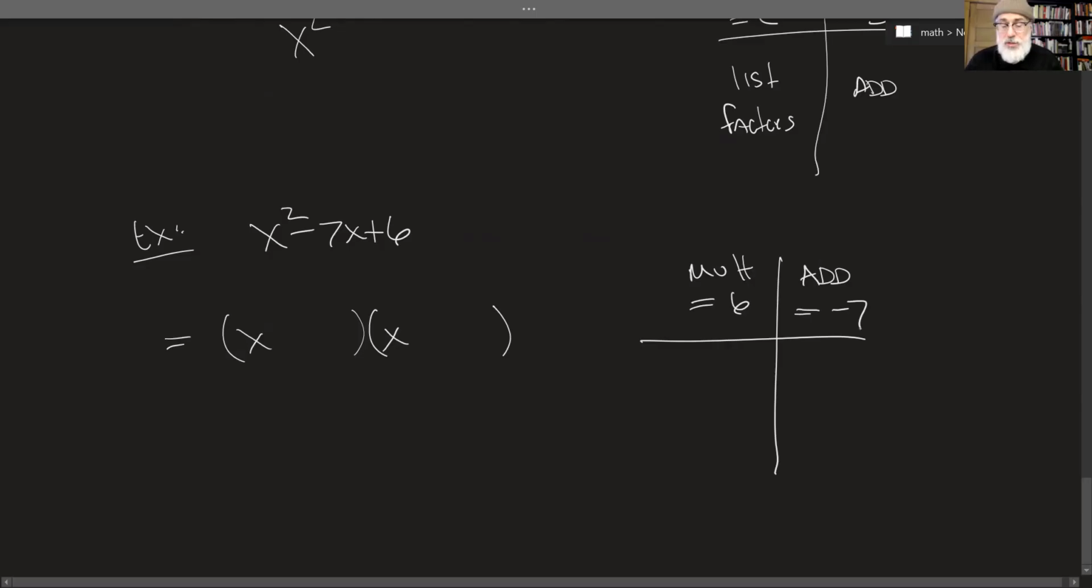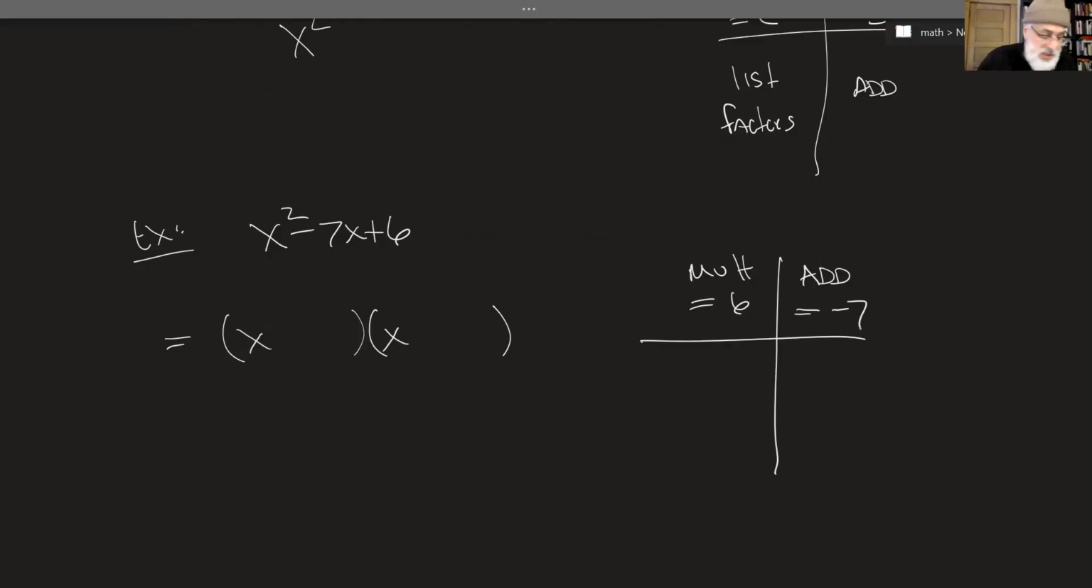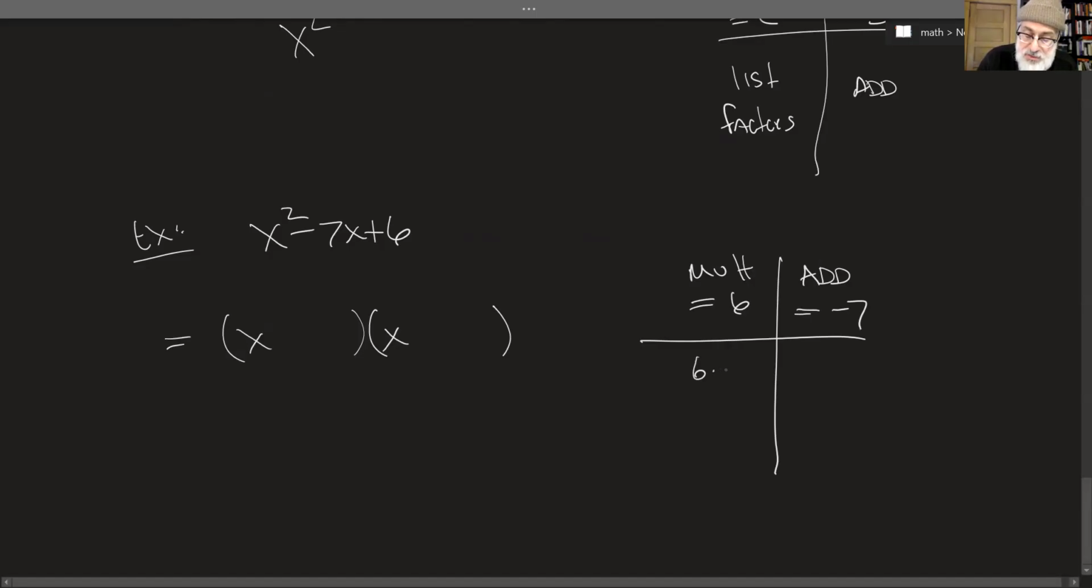So we can really just quickly list some factors. For 6, it's not too hard. We need it to be positive. So 6 times 1, negative 6 times negative 1, 2 times 3, and negative 2 times negative 3. So those are the factors of 6.